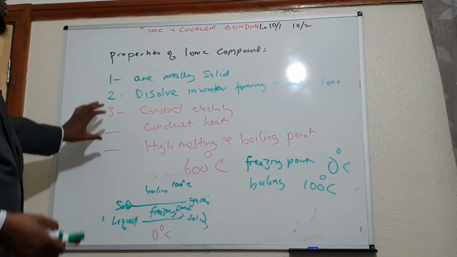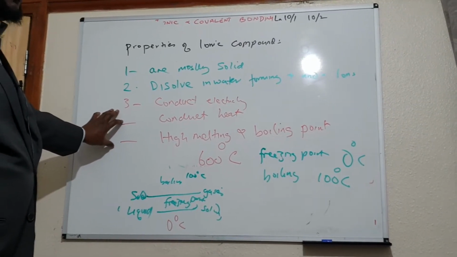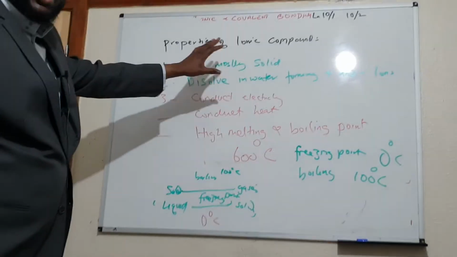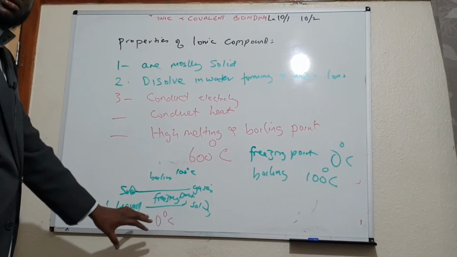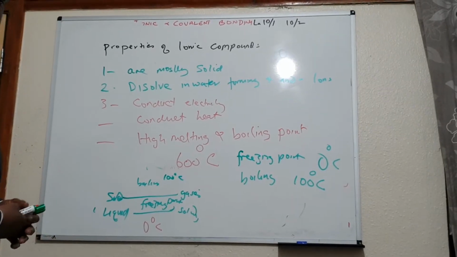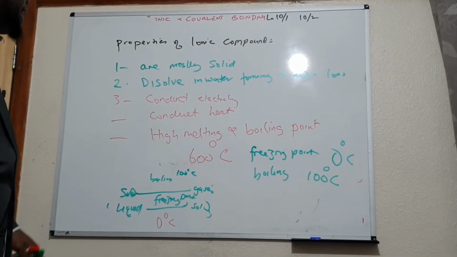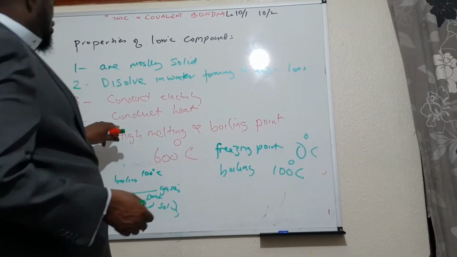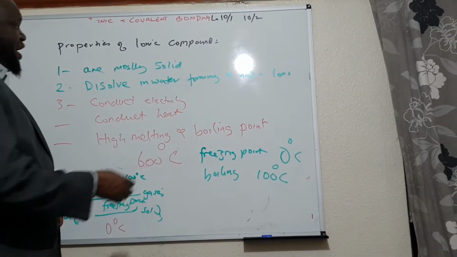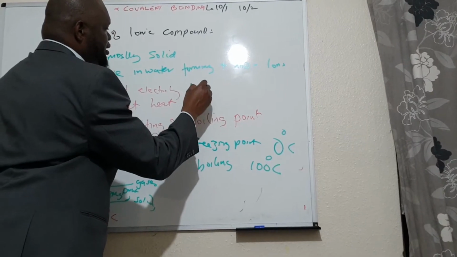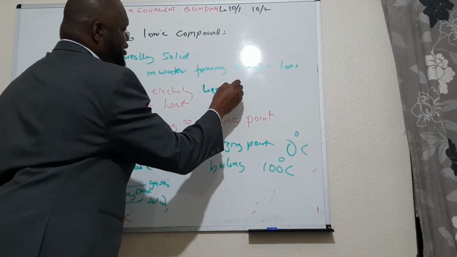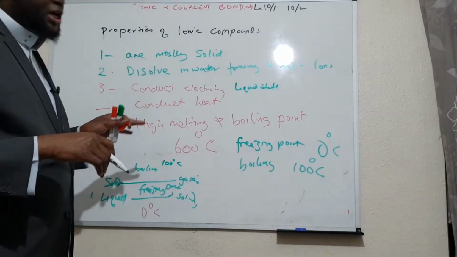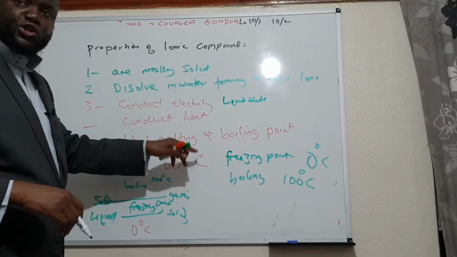So as of now, that's what we look at: the properties of ionic compounds. And all the ionic compounds share these properties, yes? So as far as conducting heat and electricity is concerned, they have to be in liquid state, okay? In liquid state, not in solid state. In a solid state, there are no free ions. In liquid state, they dissolve to form, as I showed you, ions.